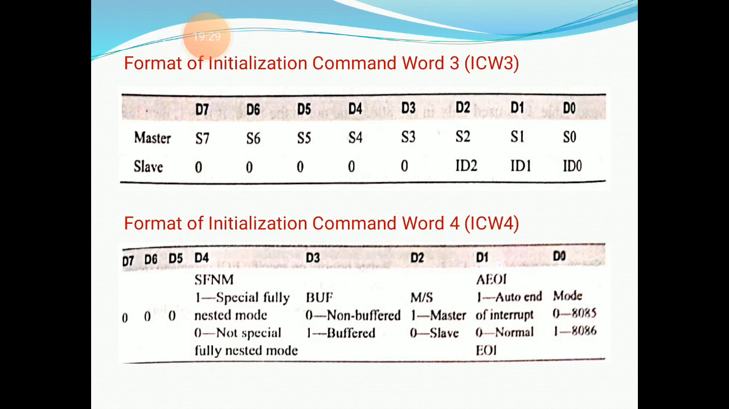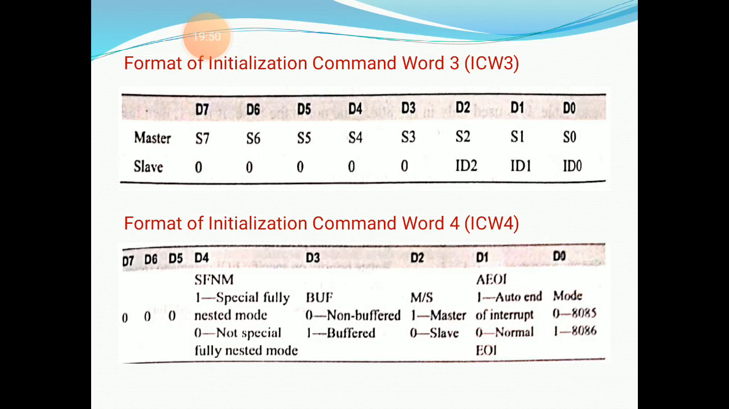In case the IC is used as a slave device, the same 8 bits are used for slave mode of operation. D0, D1, D2 belong to ID0, ID1, ID2. That indicates the identification of the slave device. The remaining 5 bits are zeros. D7 to D3 bits are 5 zeros.